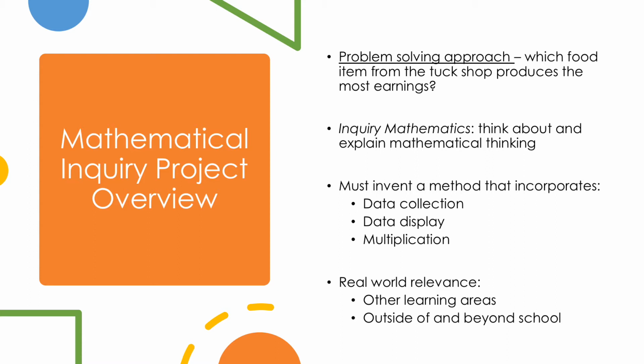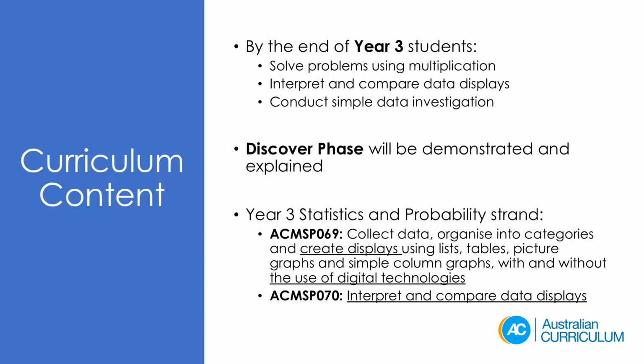These capabilities have real-world relevance as they can be applied in other learning areas and will have implications outside of and beyond the school environment. This inquiry unit is targeted at Year 3 students and is constructed over 4 lessons. By the end of Year 3, students solve problems using efficient strategies for multiplication, interpret and compare data displays, and conduct simple data investigations for categorical variables.